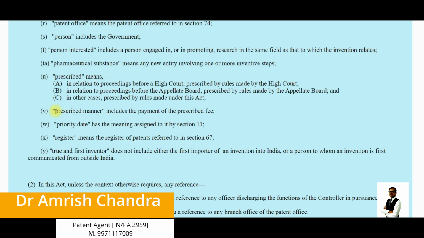Prescribed manner, so throughout the act you will read this term prescribed manner, which includes payment of prescribed fees. So if it says that this particular form or this application has to be made in the prescribed manner, it basically means that you will have to pay the prescribed fees. Priority date has the meaning assigned to it in section 11. As per section 11, the priority date is the definition given. Register means the register of patents. Okay, so it is not the register of patent agents, but it's the register of patents under section 67.